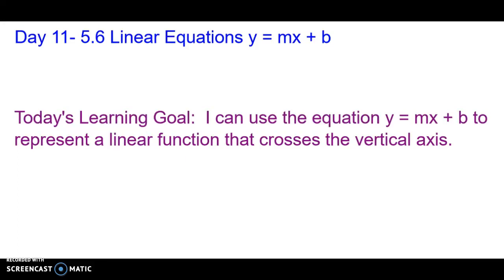Okay, so today we're going to do day 11, 5.6, linear equations, y equals mx plus b form. Today's learning goal is I can use the equation y equals mx plus b to represent a linear function that crosses the vertical axis. So remember, vertical is straight up and down, so the y-axis.